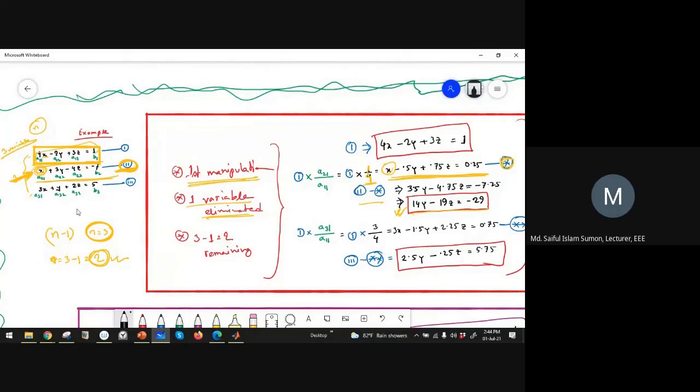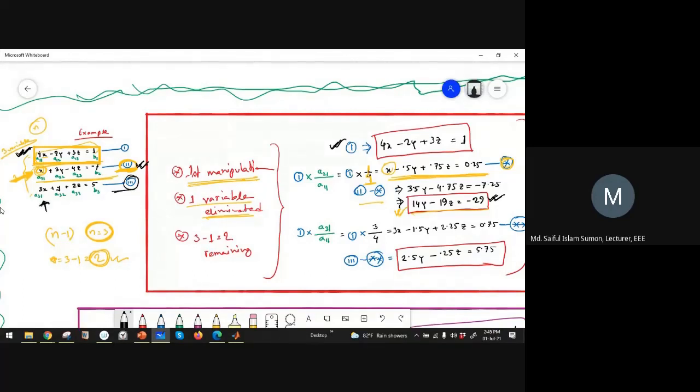Okay, so you can see that after the first manipulation, I am manipulating based on equation number 1. Based on equation number 1, we have eliminated x from equation number 2. That means our equation 1 will be there, but from equation 2 we will be removing x. In the same way, from the third equation we are going to remove x.